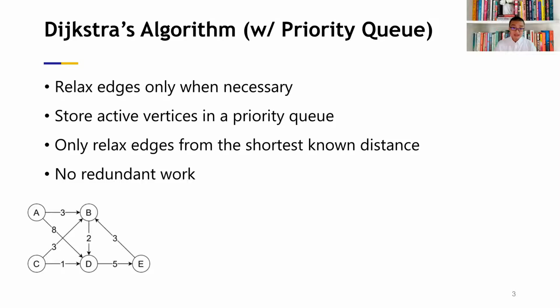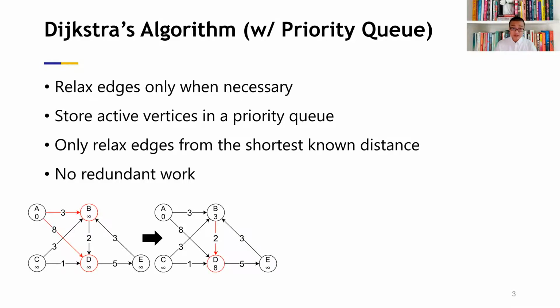To solve the SSSP problem, Dijkstra's algorithm has been known for many decades. The algorithm begins with setting the distances of all vertices to infinity and making the parents of all vertices null, with the exception that the root vertex has distance 0 and its parent is itself. In the example shown here, the root vertex is A. After initialization, the root vertex is marked as active.